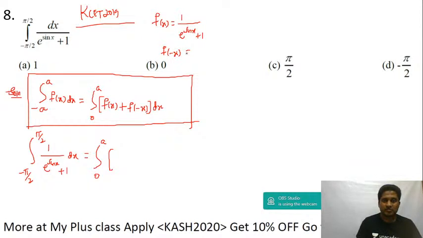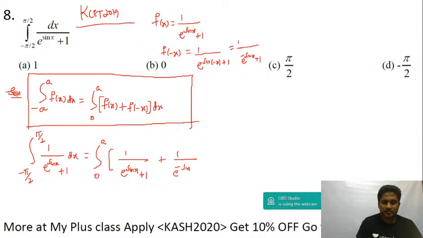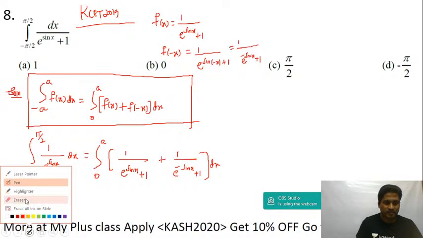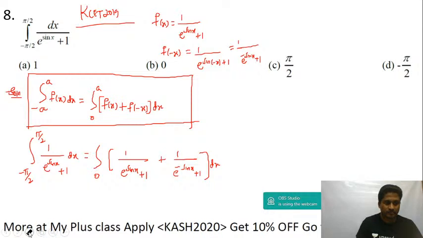and f of minus x will be equal to 1 upon e to the power of sin of minus x plus 1. That is the same as 1 upon e to the power of minus sin x plus 1. So f of x plus f of minus x will be equal to 1 upon e to the power of sin x plus 1 plus 1 upon e to the power of minus sin x plus 1, and then dx. Now if I simplify, guys, the limit should be 0 to pi by 2.